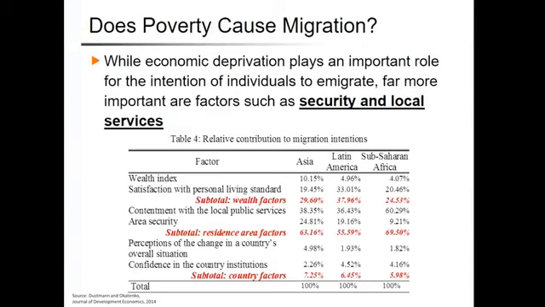We have looked at data for about 80, 90 countries and tried to structure what are the main considerations for people to move from their place of nativity to other countries. And one thing which is quite striking, looking at Asia, Latin America, Sub-Saharan Africa, is that it is not so much wealth factors, economic disadvantage, but it is concern about security and local services, and in particular about security.